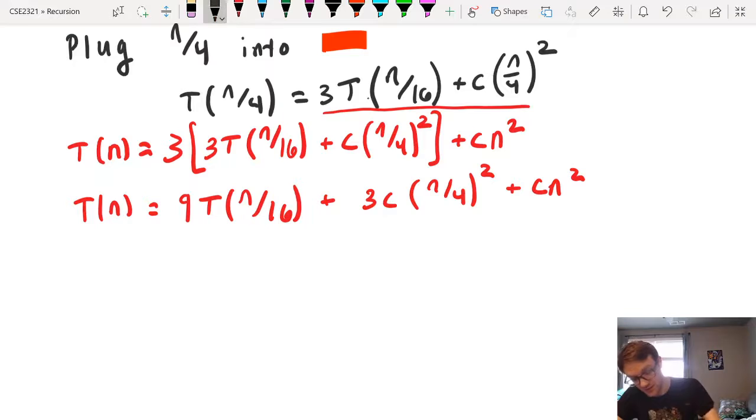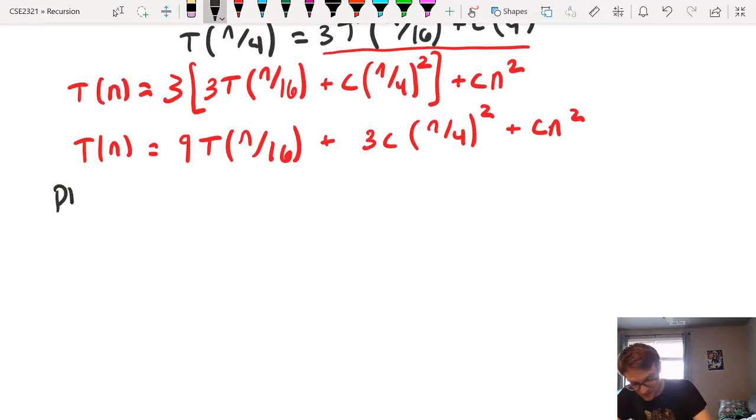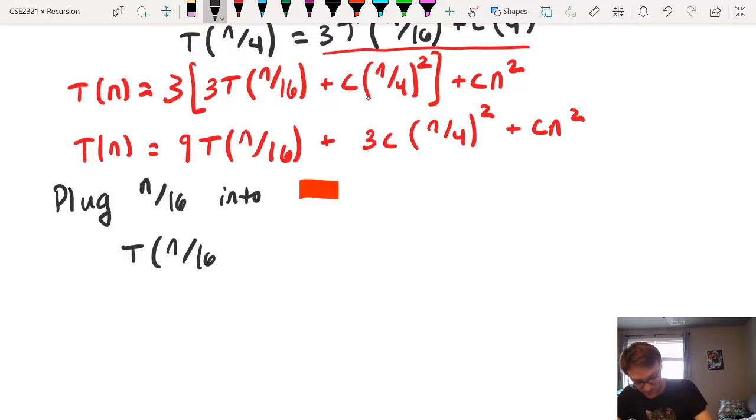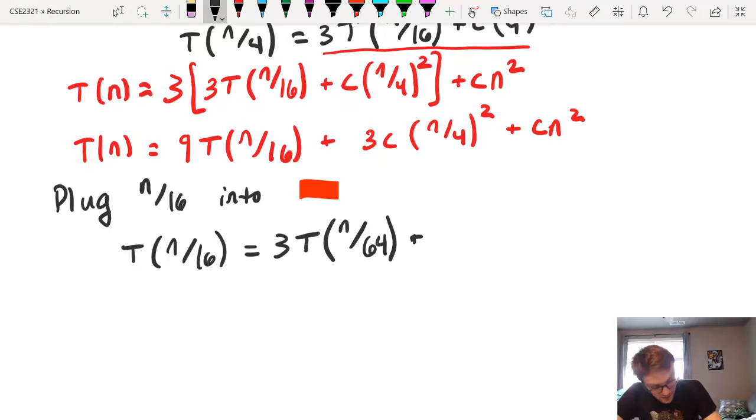So let's continue with our substitutions. We're going to plug n over 16 back into the original equation. So plug n over 16 into the red barred equation. Making that substitution, the left-hand side would become T of n over 16 is equal to 3 times T of n over 16 over 4, which is n over 64, plus cn squared, but n is now n over 16, so it's c times n over 16 squared.